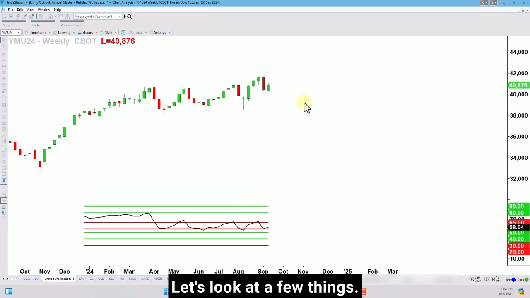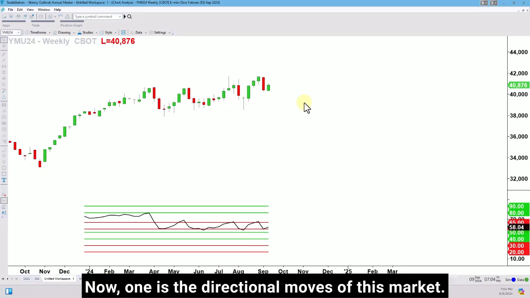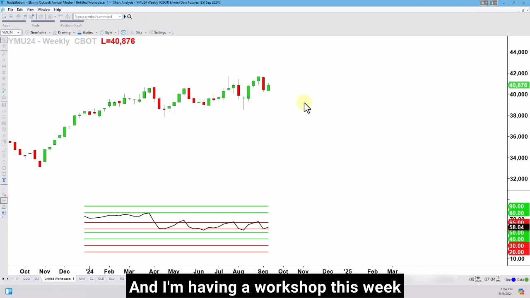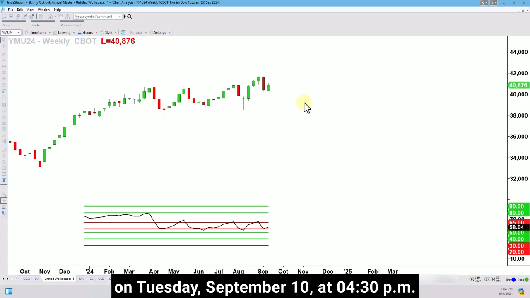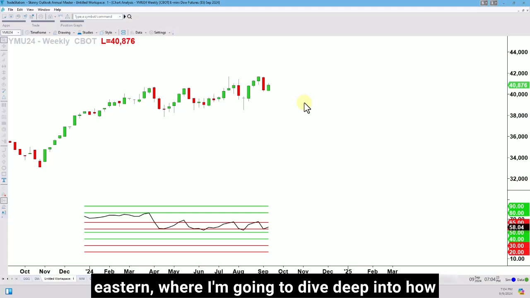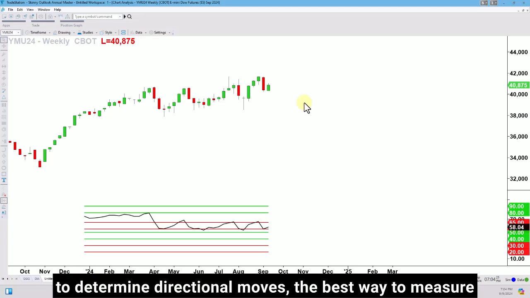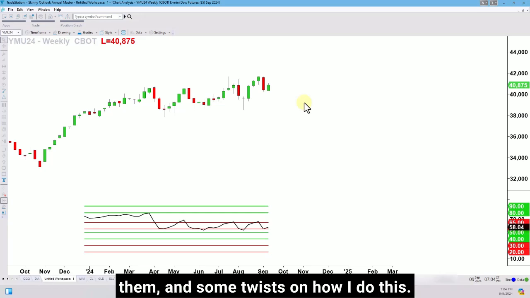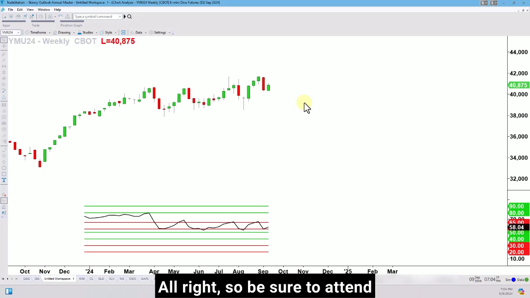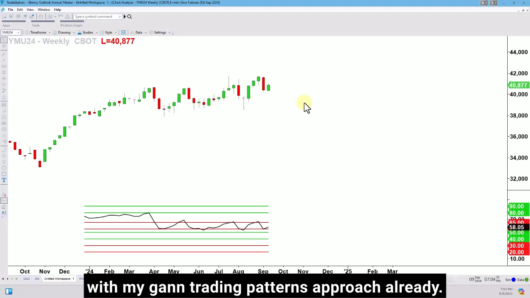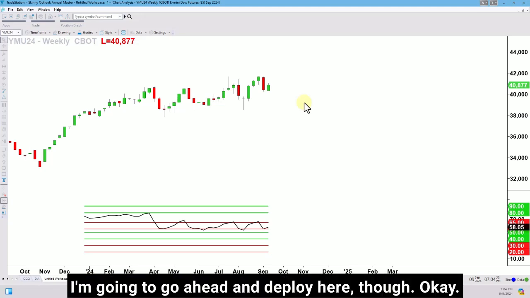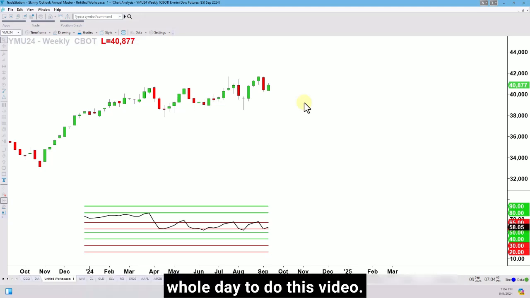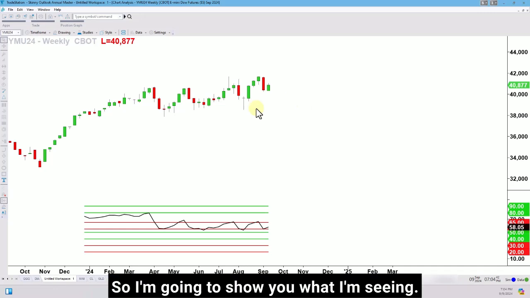Let's look at a few things. One is the directional moves of this market. I'm having a workshop this week on Tuesday, September 10th at 4:30 p.m. Eastern, where I'm going to dive deep into how to determine directional moves, the best way to measure them, and some twists on how I do this. So be sure to attend the workshop if you are not familiar with my Gann trading patterns approach already. I'm going to go ahead and deploy here though. I'm not going to wait a whole day to do this video. So I'm going to show you what I'm seeing.